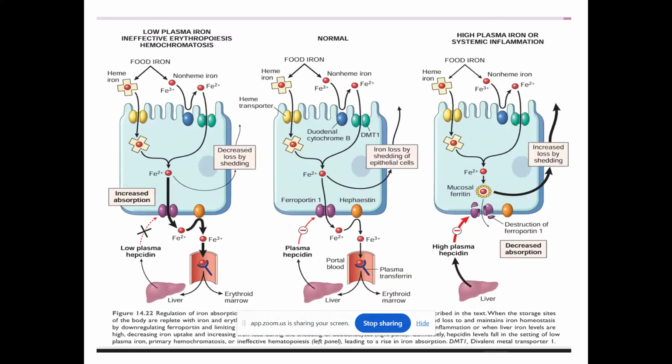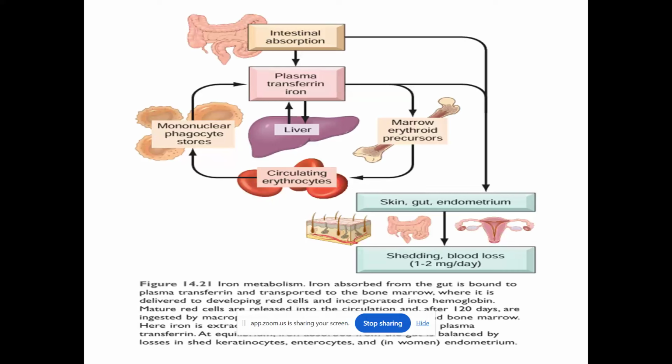So we have to see the normal iron regulation. Usually intestinal absorption will be producing plasma transferrin-bound iron. This transferrin iron will be used for production of the erythroid precursors, and it will come to the circulating erythrocytes. After 120 days, these erythrocytes will die, and this will be taken up by the mononuclear macrophage cells. These cells will destroy the RBCs, and they give the iron back to plasma transferrin. So this is a cycle, and sometimes this iron will be shed in the mucosa, skin cells, gut, and endometrium.